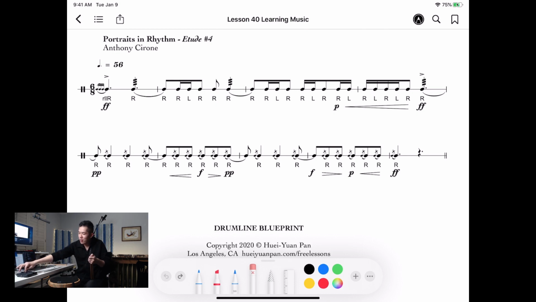So we turn the metronome on. This is dotted quarter equals 56. You may go faster, you may go slower, but as you're practicing, you need to practice. And don't be afraid to go slower if you're learning this, okay? So this excerpt sounds like this. 1, 2, 3, 4, 5, 6.